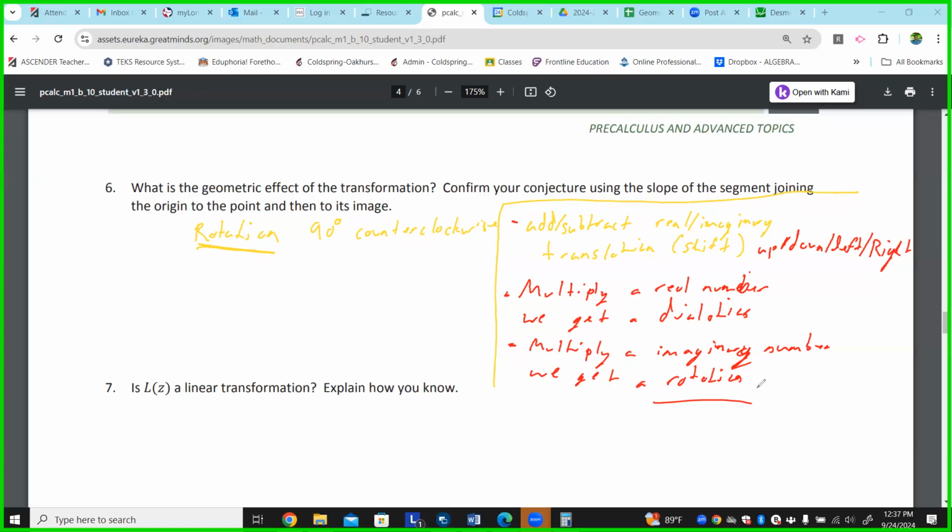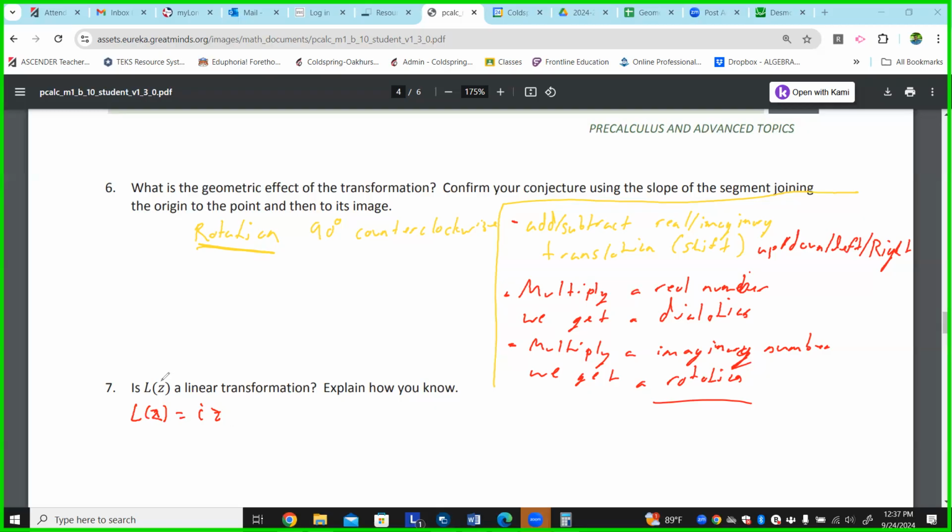All right, so then number 7, it says, is L(z) a linear transformation? And explain yes or no. Do y'all think this is a linear transformation? L(z) was just our basic values of iz, 2z, all these different ones. All right, so let's go with the iz, because that's gonna be the funnest one to do. What are the two properties it has to pass to be a linear transformation?